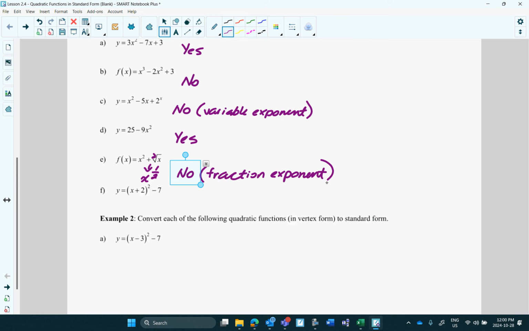Yeah, because it's actually in vertex form. And if you were to multiply all this through, the highest exponent you'd see is x squared. So yeah, that's good.